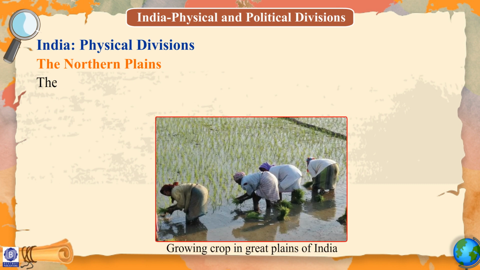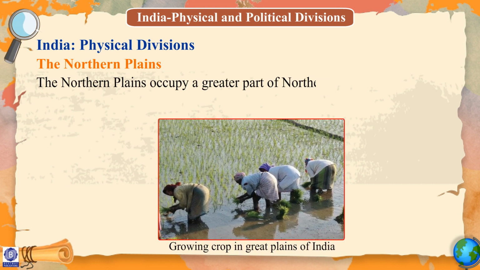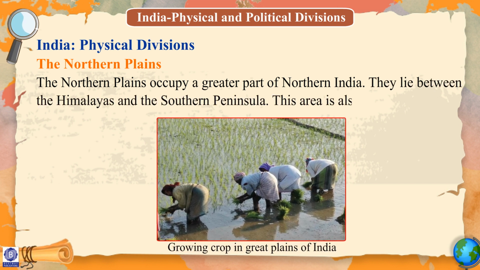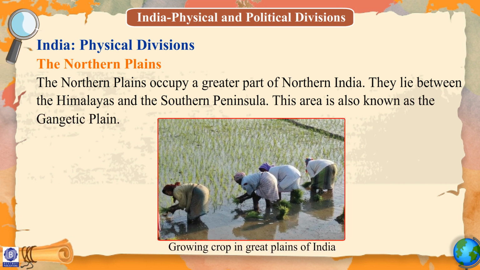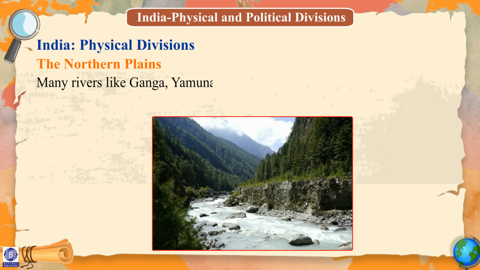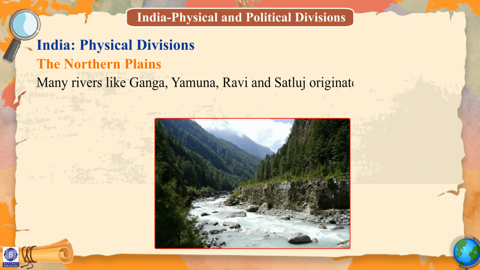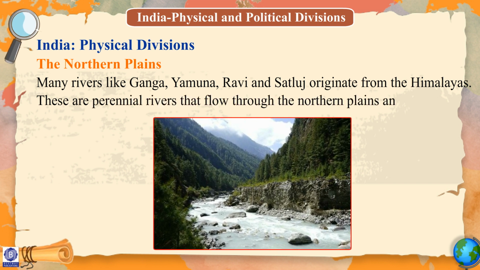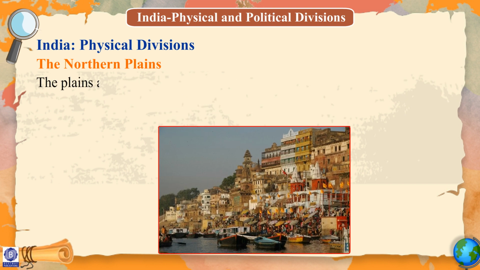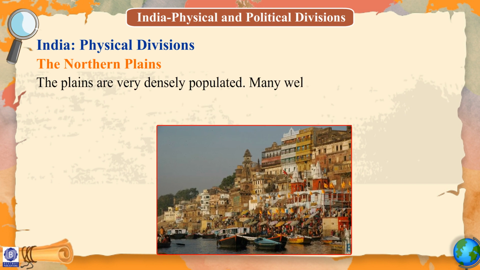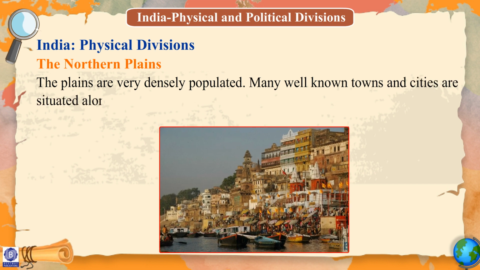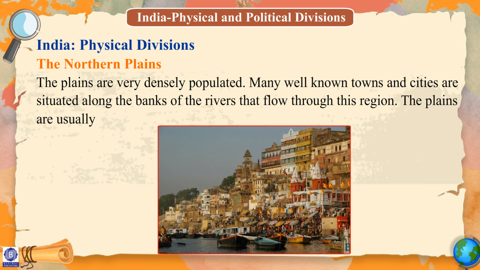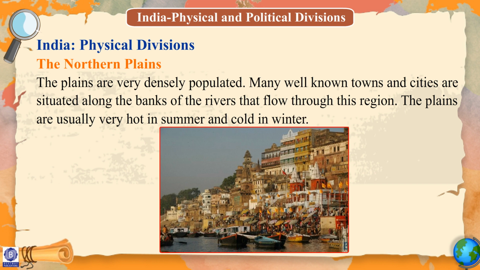The Northern Plains. The Northern Plains occupy a greater part of northern India. They lie between the Himalayas and the southern peninsula. This area is also known as the Gangetic Plain. Many rivers like Ganga, Yamuna, Ravi, and Satluj originate from the Himalayas. These are perennial rivers that flow through the northern plains and make them fertile. The plains are very densely populated. Many well-known towns and cities are situated along the banks of the rivers that flow through this region. The plains are usually very hot in summer and cold in winter.